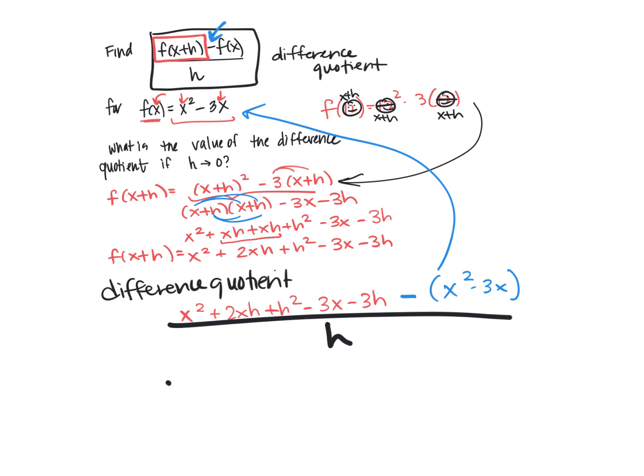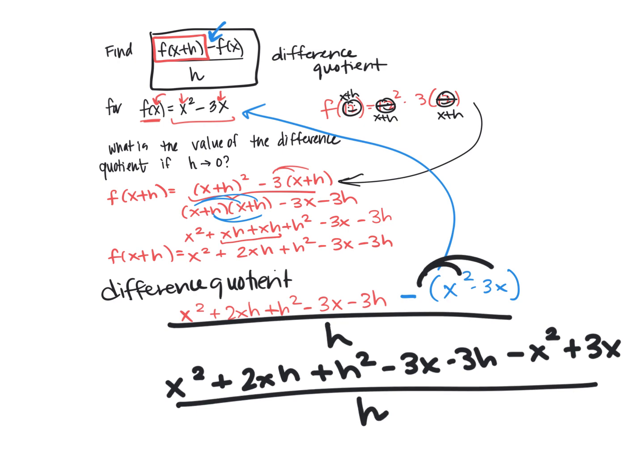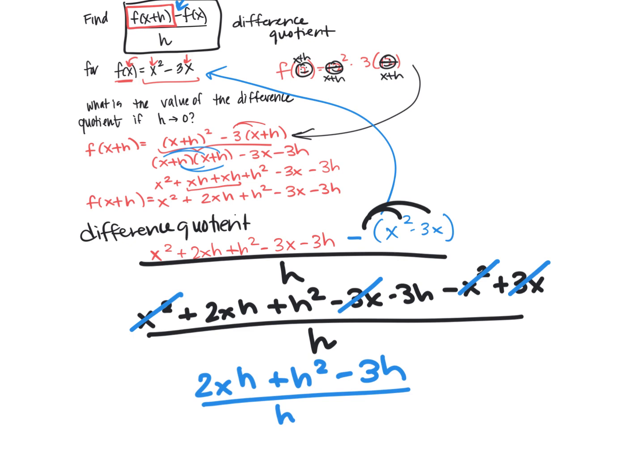So in the numerator we're going to have x squared plus 2xh plus h squared minus 3x minus 3h. Distributing that, we'll get minus x squared plus 3x all over h. And so now we just want to simplify. We have an x squared with a minus x squared. Let's see what else. Negative 3x plus 3x. So we have 2xh plus h squared minus 3h all over h, which is where the answer key kind of left us.